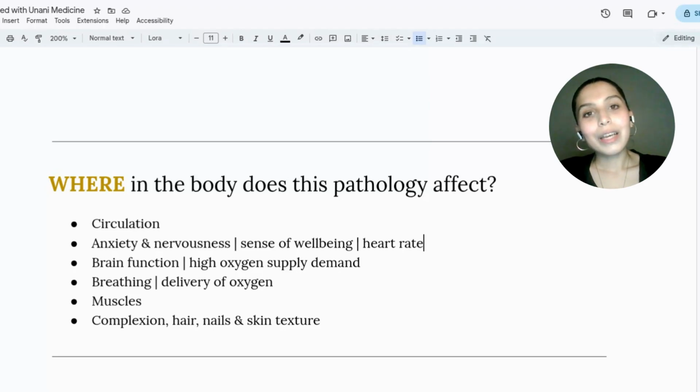And then lastly, complexion or skin texture, nails, just the general feeling of looking, quote unquote, beautiful is affected as well. And that's just because of the shortage in oxygen supply as well. The face can look lackluster, the hair can become quite dry, nails can become quite brittle. And these are all signs of being anemic.